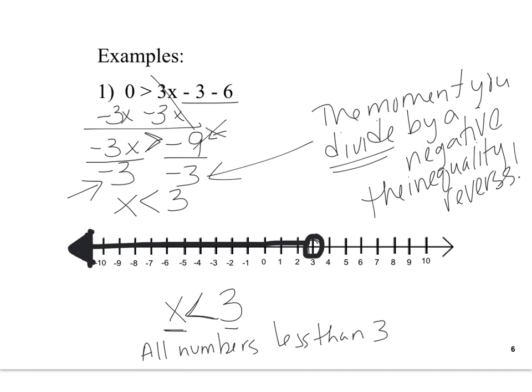So now that it's graphed, interval notation is slightly easier. So over here, that's negative infinity. This is the other number, that's 3, and both sides are parentheses. So that's my answer there.